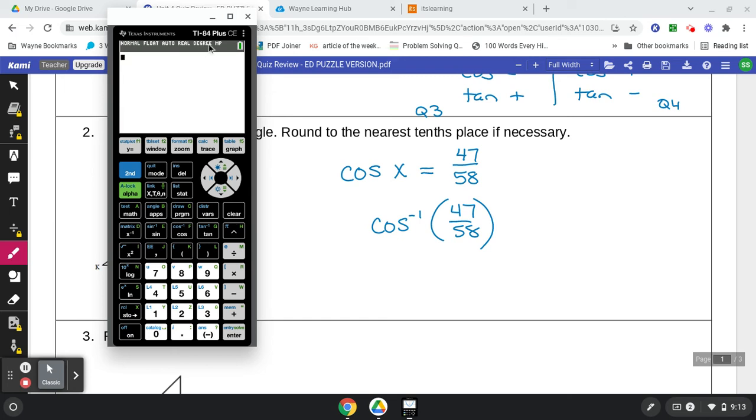All right, so now you can see you're in degree mode and you're going to type in the inverse cosine. Make sure it says cosine to the -1 for this one. 47 over 58. Close that, enter, and there's our answer. It says round to the nearest tenths place, so we'll call that 35.9.